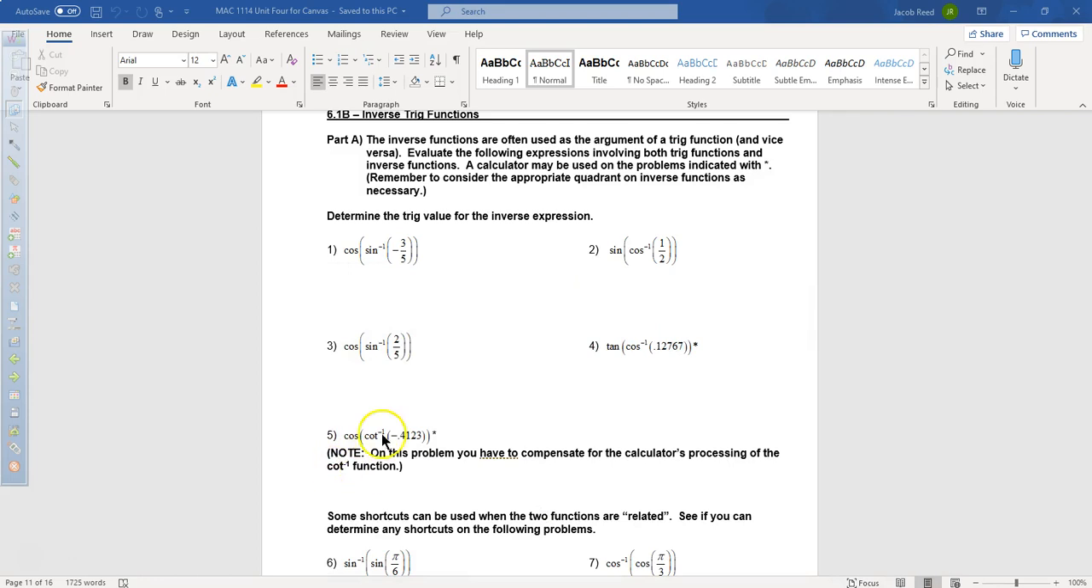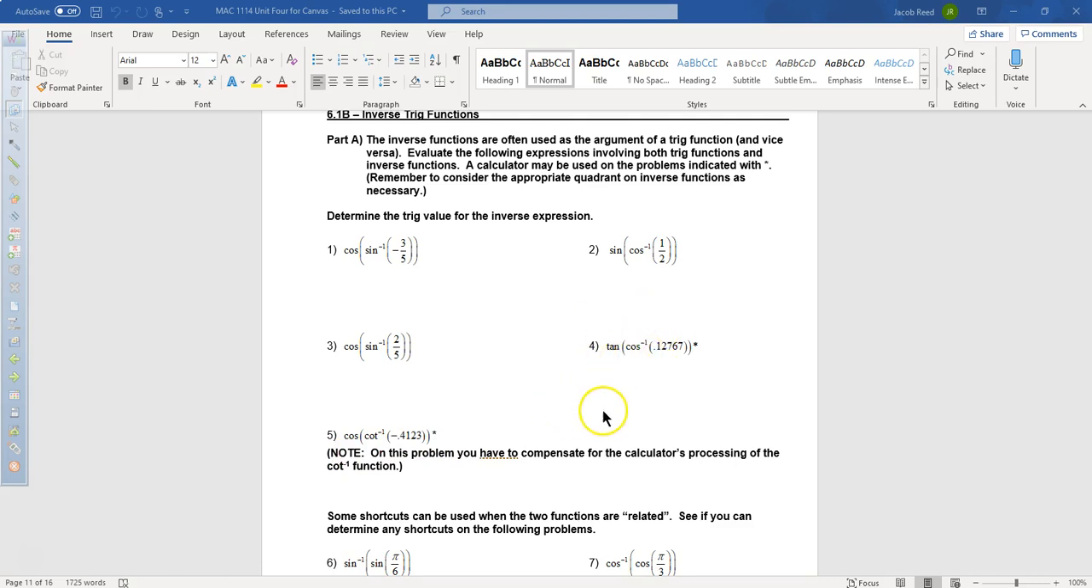Now, number 4 and number 5, notice they've got the little asterisks, which means that you can plug them in your calculator. Remember, though, with cotangent, you have to compensate for the calculator error, which means you have to do this: tan inverse of 1 over this, add pi, and then perform cosine.